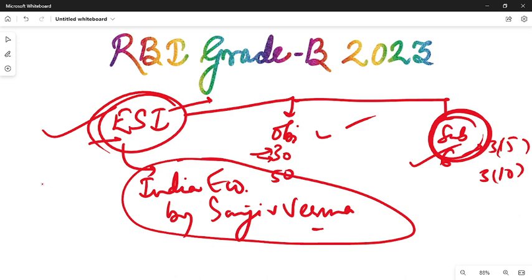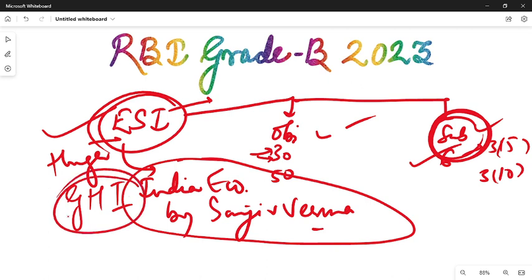Let's say you have a question on hunger. There is a question regarding hunger in the subjective portion of ESI. In that question, you will understand that there is a report called the Global Hunger Index. I can add some of the data to substantiate my answer in order to get good marks in the actual examination. That kind of scenario can be easily understood by going through the chapters of Sanjeev Verma.